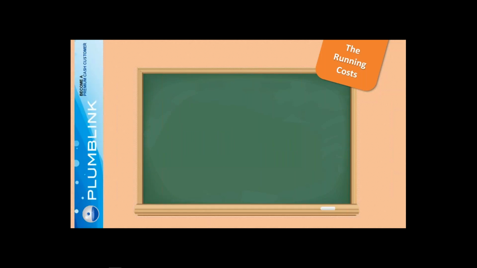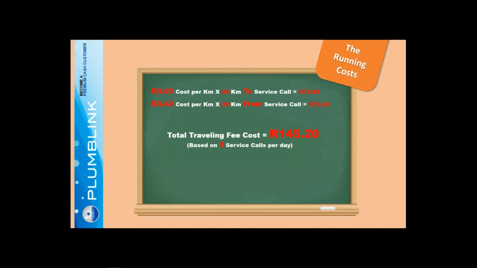So let's get into the quick calculation. Now remember, we said that we're going to travel 20 kilometers to the client and 20 kilometers back. So R3.63 times 20 kilometers to the client, it's going to cost you R72.60, and exactly the same back from the client is R72.60, which gives us a grand total of R145.20. That is our running costs for our business on our vehicle to address 3 service calls a day. Remember, we calculated it on 3 service calls.